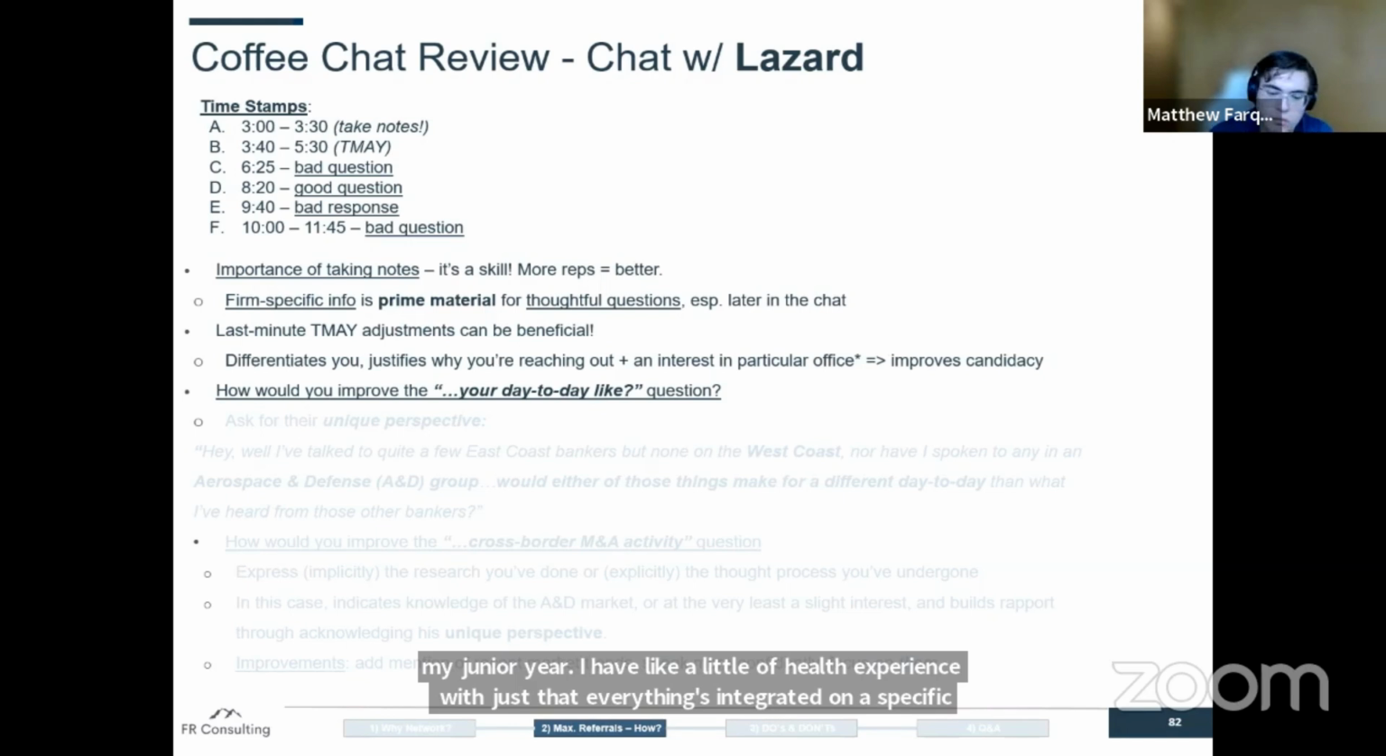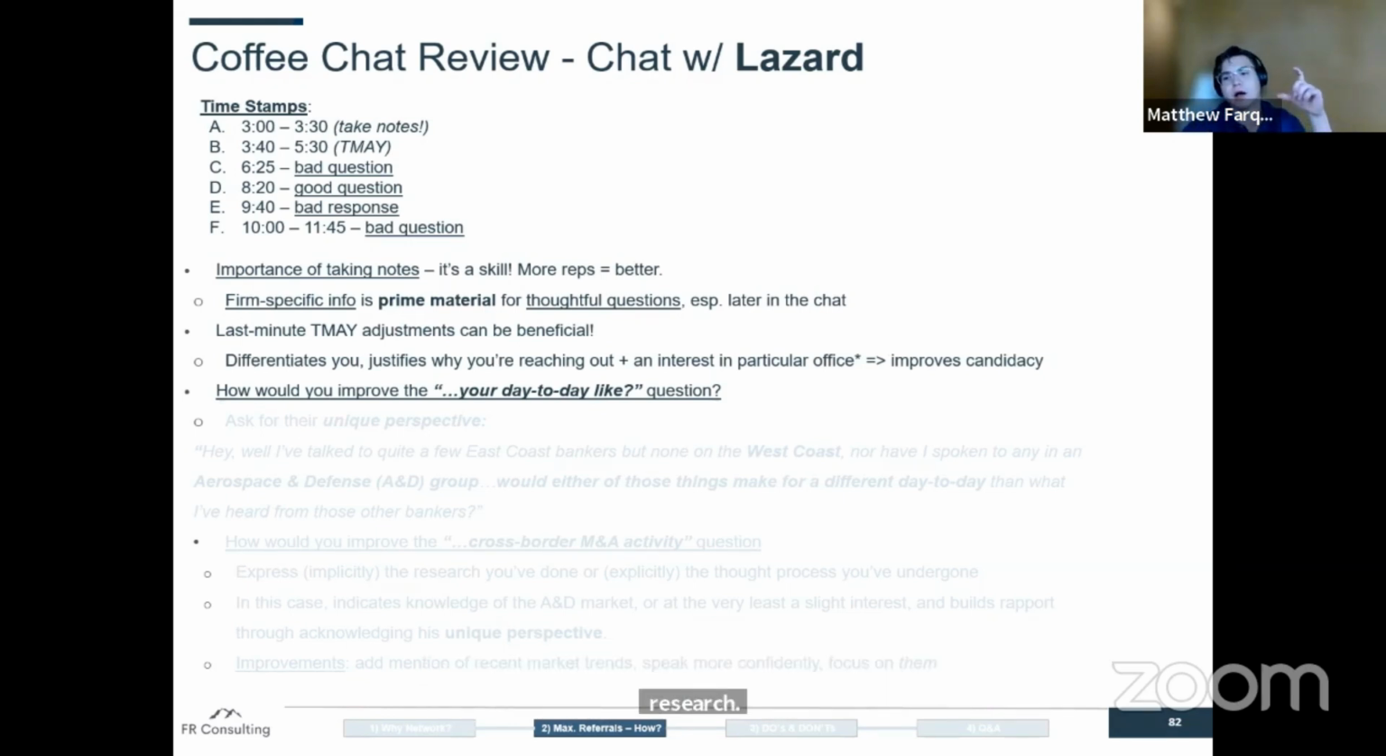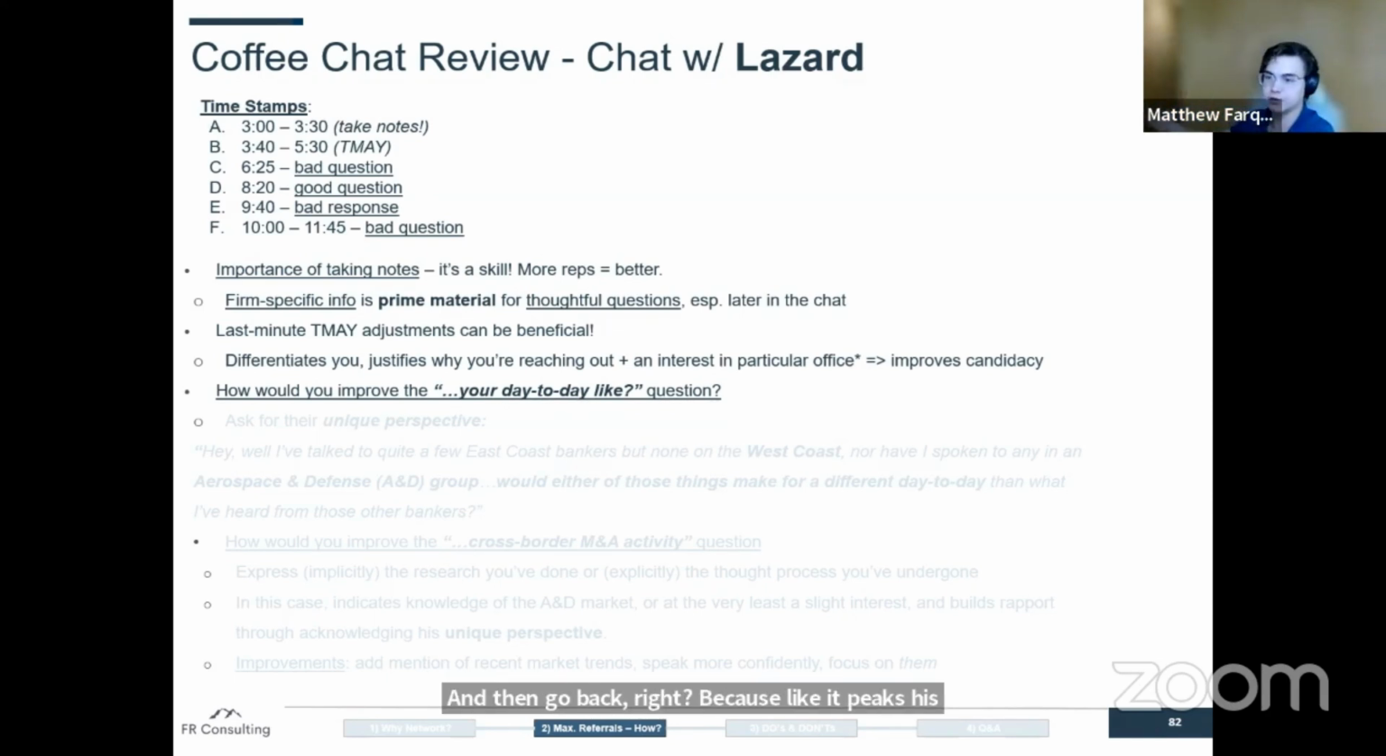And then, just to fast forward two more years, that would be the thing where I would introduce it and cap it with things which I'd be happy to elaborate on, and then go back, right? Because it piques his interest. You don't take up too much time, and it serves as why I'm reaching out to you, right? The intentionality.